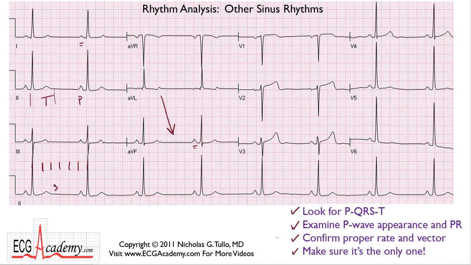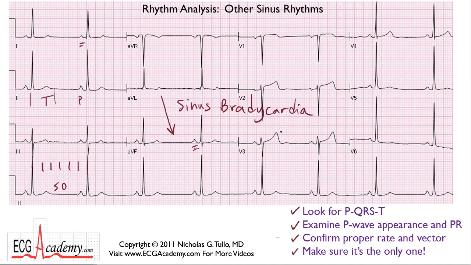So the heart rate is 50 beats per minute, and the P waves appear to be coming from the sinus node, so we have a diagnosis of sinus bradycardia. Sinus bradycardia, by definition, is a heart rate less than 60 beats per minute originating from the sinus node. The P wave looks normal. It's arising from the normal spot, and it looks like it's traveling in the normal direction. So this is an example of sinus bradycardia.